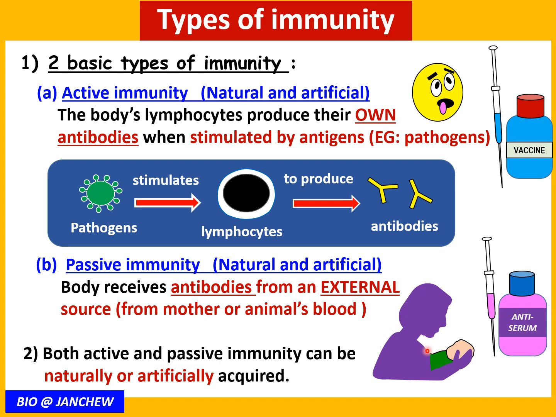And for artificial passive immunity, the person acquires this type of immunity through the injection of a substance called antiserum, which are actually ready-made antibodies, usually from an animal's blood. Okay, right. Now, both active and passive immunity can be naturally or artificially acquired, as we have discussed briefly here.